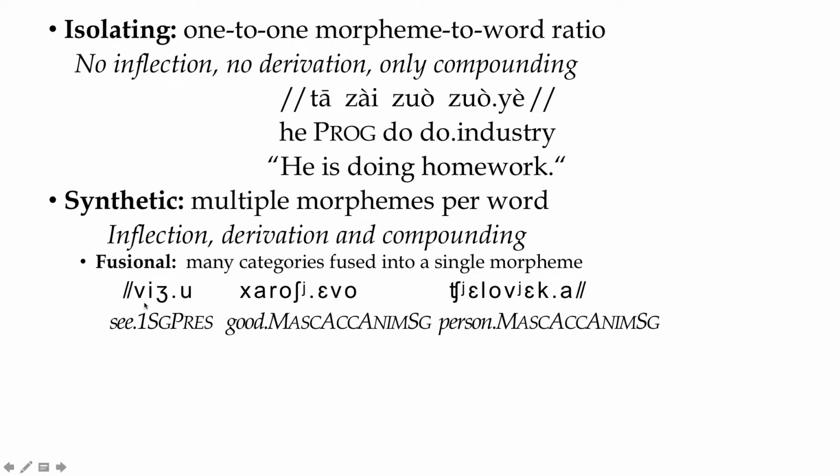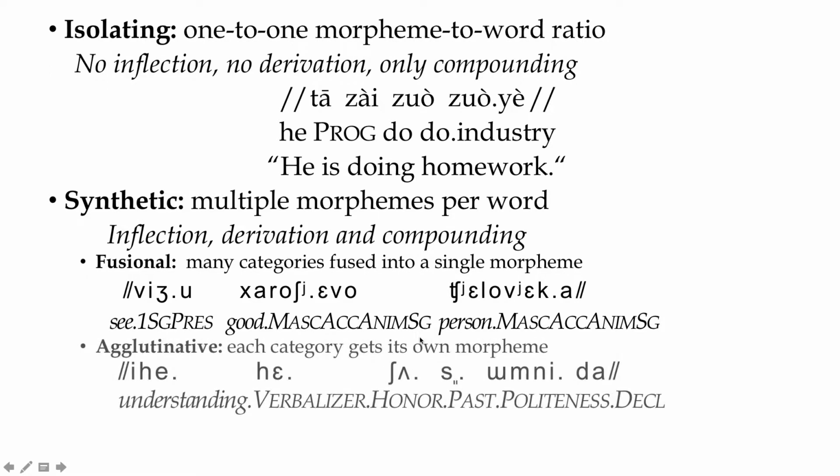So now you can see that I've got 3 words and 6 morphemes. So I've got like a 2-to-1 morpheme to word ratio. But a lot of these functional morphemes are doing lots of things at once. Korean is another type of synthetic language, which would be agglutinative. This basically means that each category gets its own morpheme, or you could say that each morpheme is only communicating one meaning at a time. It's not doing multiple jobs, it's only doing a single job.